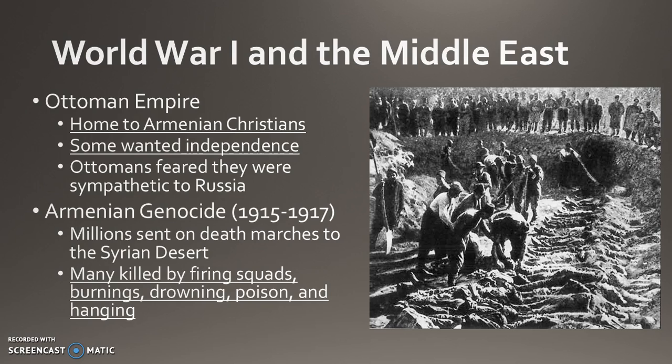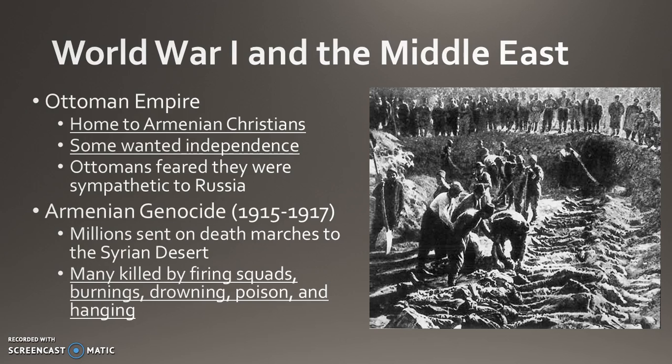So during World War I, we didn't really talk about the Middle East, but the Middle East was impacted by this war as well. The Ottoman Empire, which, if you remember from previous units, had replaced the Byzantine Empire, which was the Eastern Roman Empire. This area is home to a lot of Armenian Christians. Some of these Armenian Christians were very vocal about their desire to be independent, and Ottomans feared that they were going to be sympathetic to the Russians because Russians also were Christian.